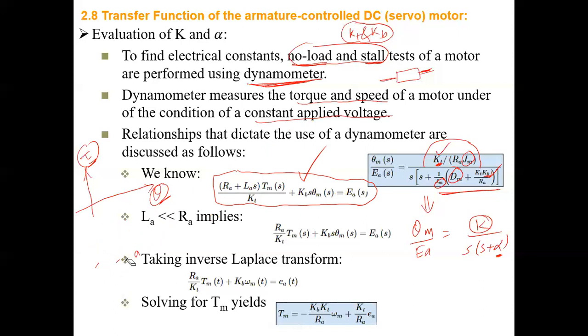So I can simplify this a little bit, okay? This LA is much, much smaller than RA, so I can simply ignore this. So this is zero. When this is zero, what do I get? You get RA TM divided by KT. That's what I got. Then KB omega is here, no change. This is here, no change.